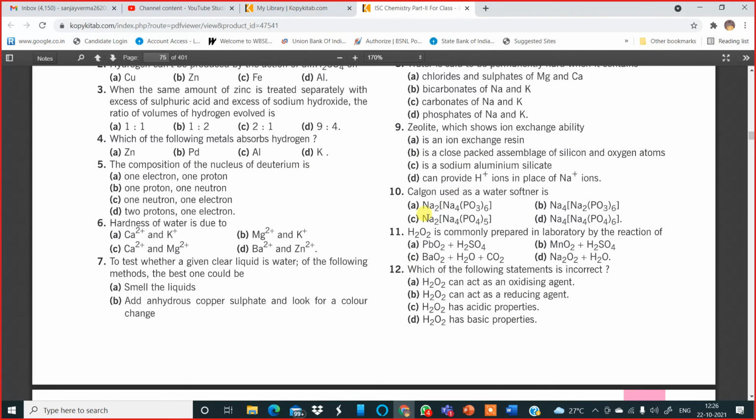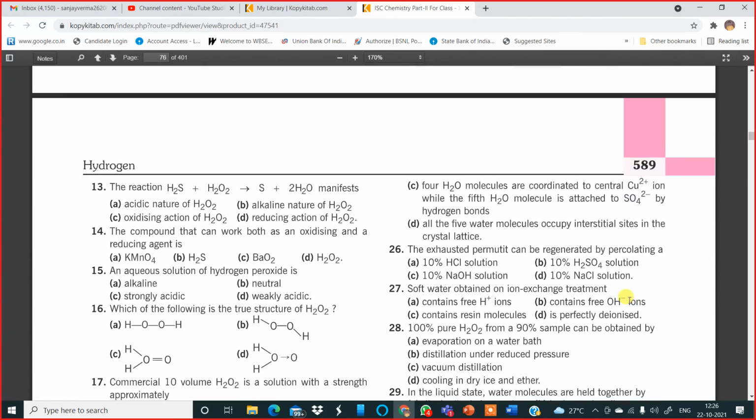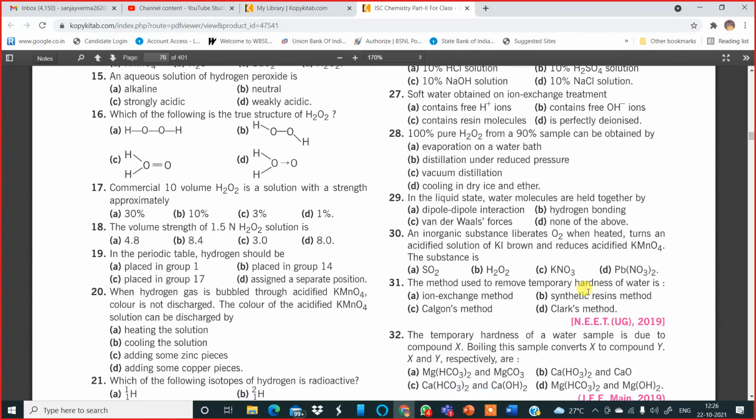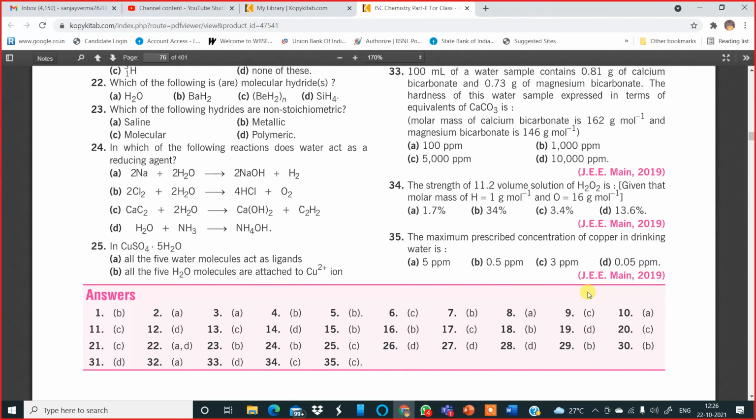What is the correct option? The correct option is this one. This is the correct option over here. The first answer. Calgon is this one. Remember this. That is how you have to solve the questions and get the answers correctly. So try to tick all the correct answers. It will help you in your examination.